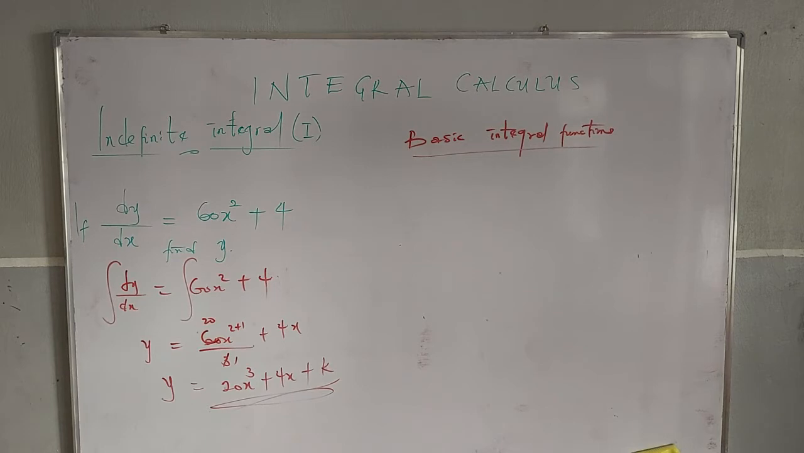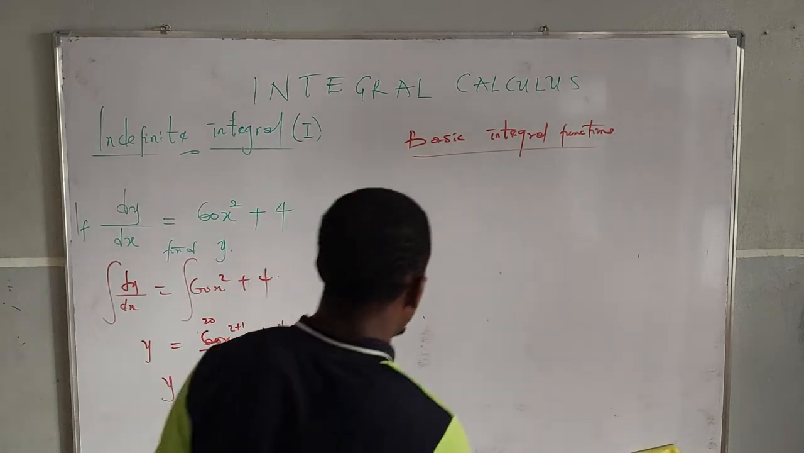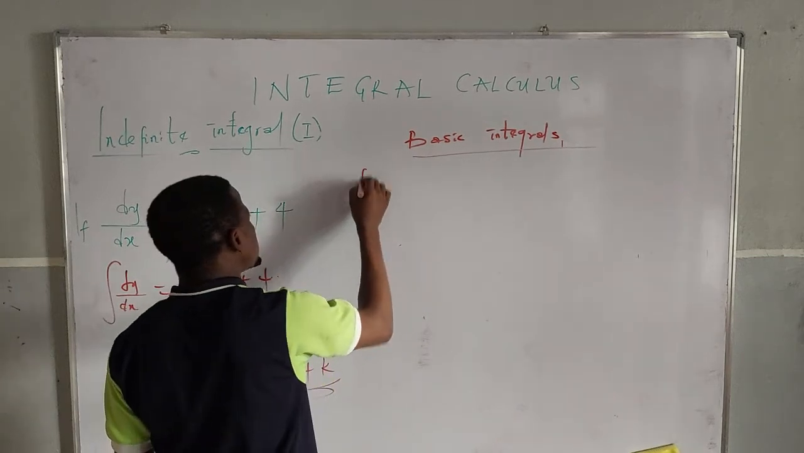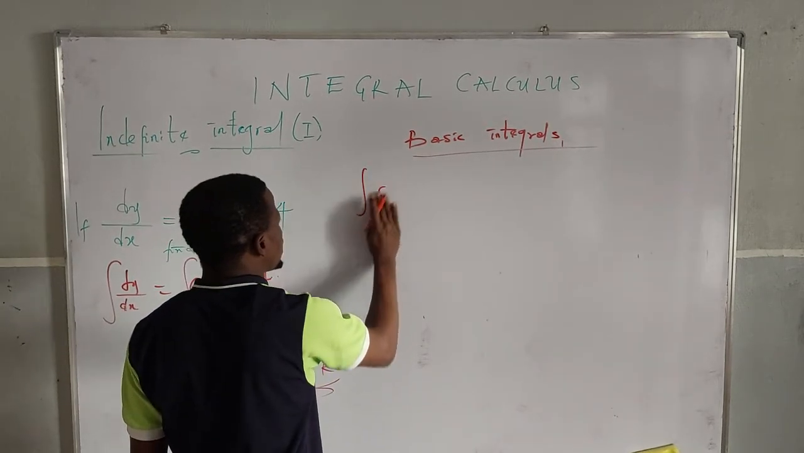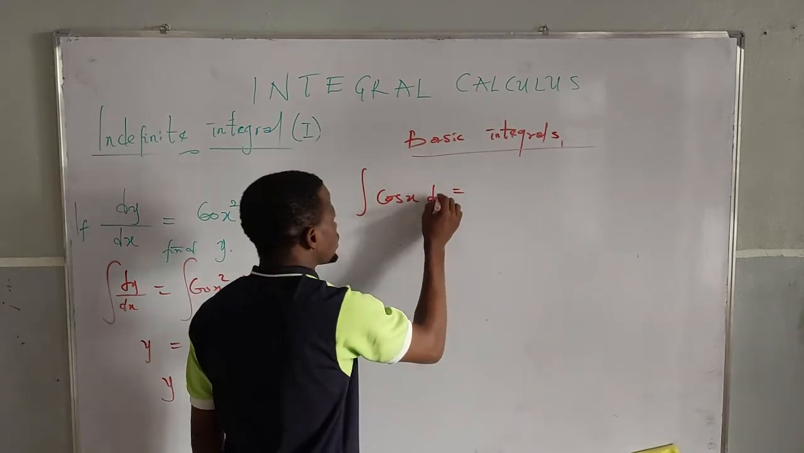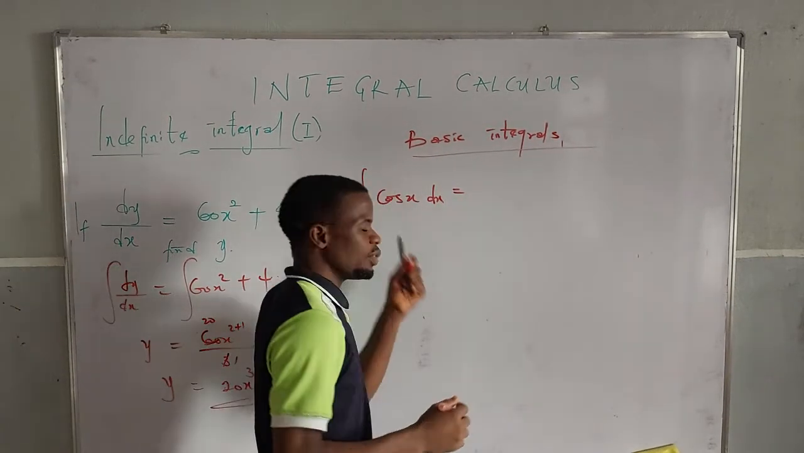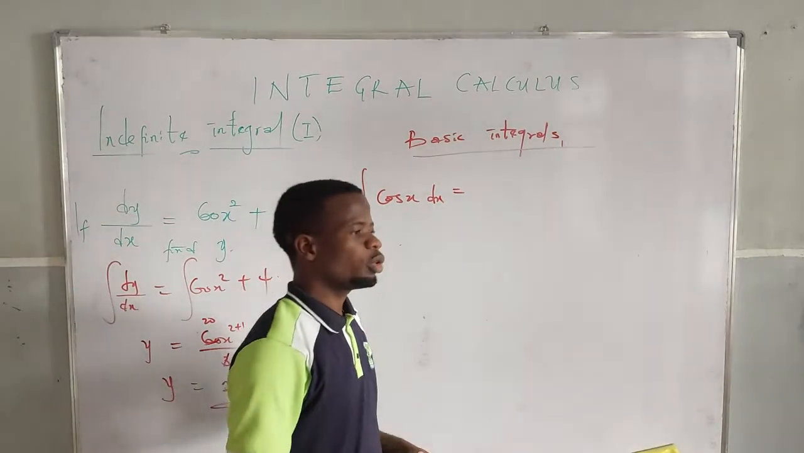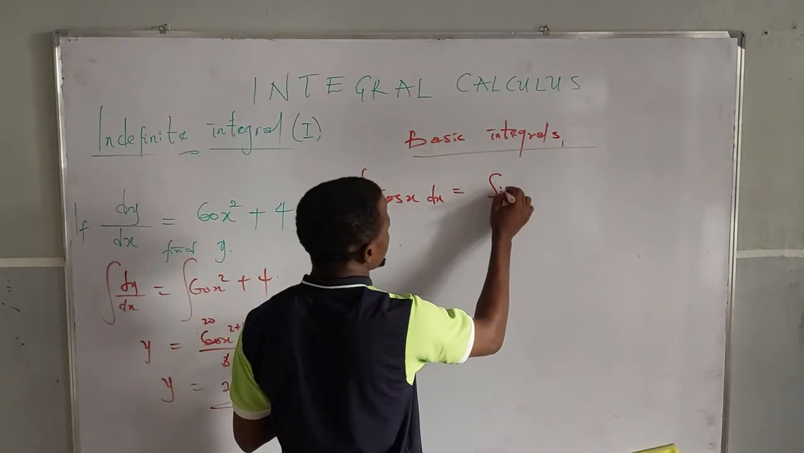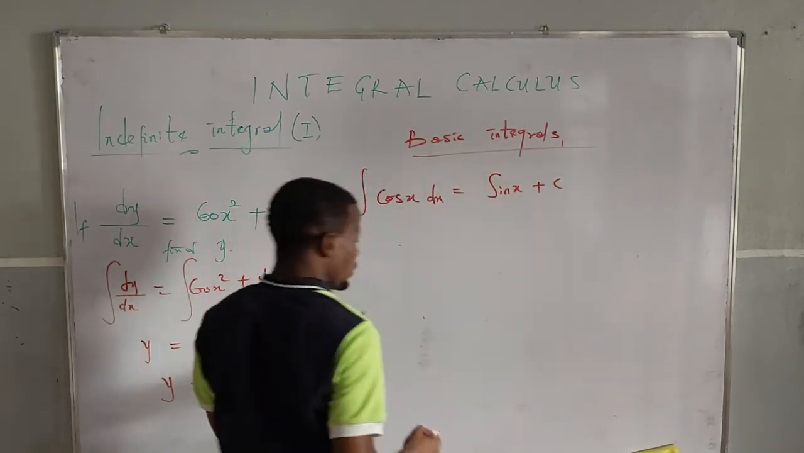How do you deal with them? If you have the integral of cos x, integral of sin x, you have the integral of 1 divided by x. So let me call them basic integrals. We have the integral of, let me start with cos x dx. What do we have? If we differentiate cos x, we are going to have minus sin x. But if you integrate this, you're going to have sin x. So I can put a constant there.